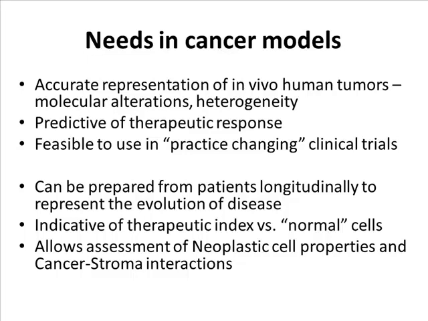On the bottom of the slide are the things that we would love to have in our models. We would like cancer models to be prepared longitudinally from our patients so they can represent the evolution of disease: before we treat them, while we treat them, and when they relapse, as we heard from some of the talks today. We would love our models to tell us the therapeutic index, meaning what kills the cancer cell and leaves the normal cell behind of that tissue, and then of the marrow compartment, the GI tract, liver, etc. And of course, we would like models that would tell us about the mystery of the tumor microenvironment.